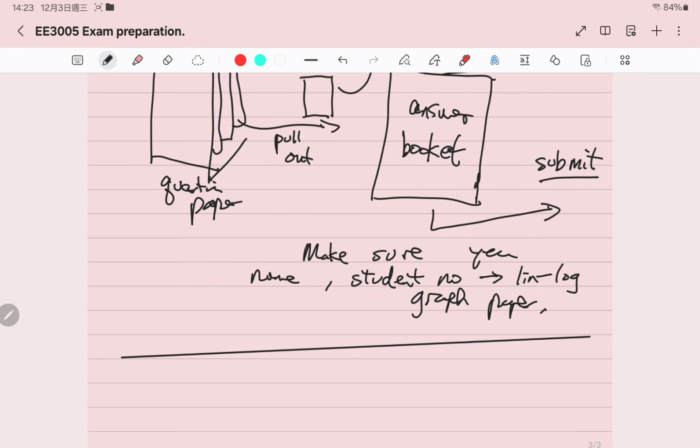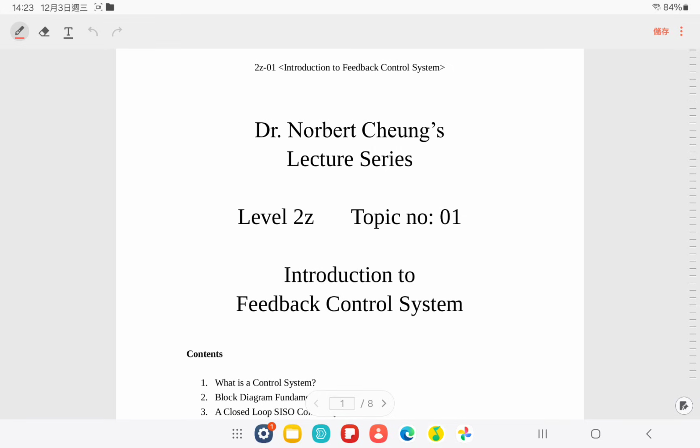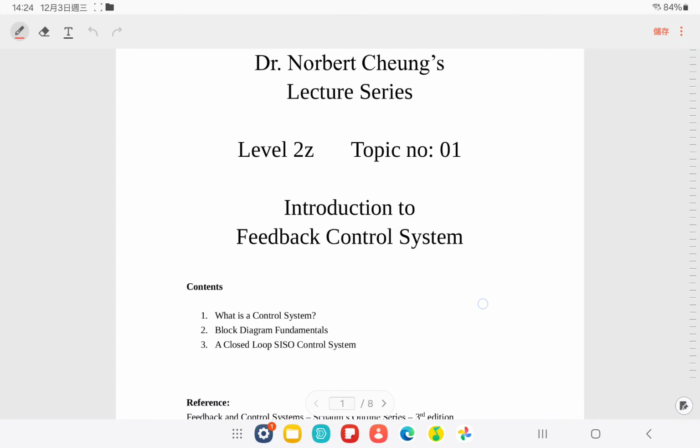Next, we will look at the individual notes of each lesson, and go through them and tell you which is more important and which is less important. Let's start from lesson 1. Lesson 1 is about introduction to feedback control.